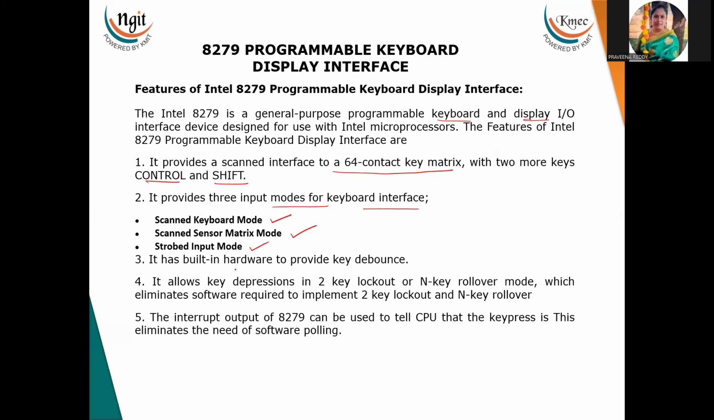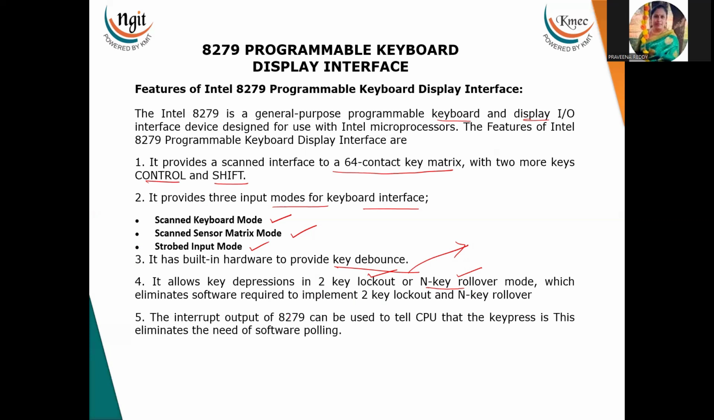It has inbuilt hardware to provide key debounce. And it allows key depression in a 2 key lockout and N key rollover mode. What does 2 key lockout mean? If 2 keys are pressed simultaneously, then the key pressed first will be detected or recognized by the 8279. In N key rollover, if 2 keys are pressed simultaneously, then both keys will be stored in the RAM. If N keys are pressed, then N keys will be stored in the RAM.